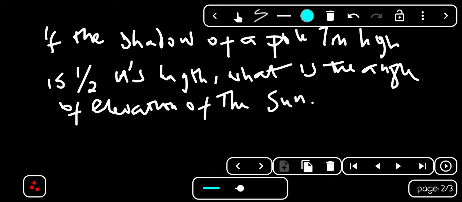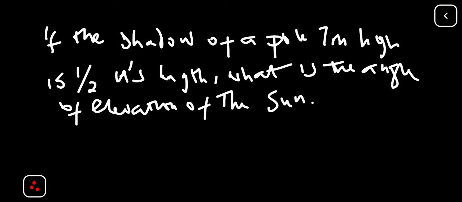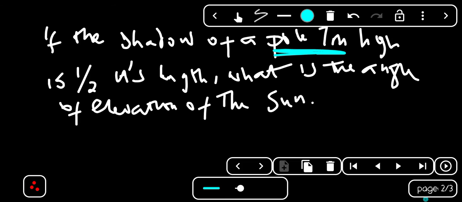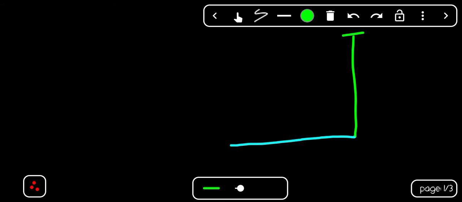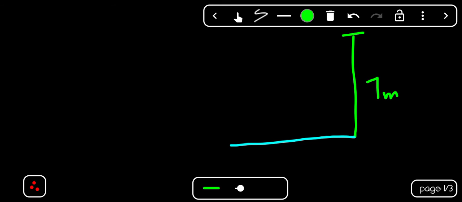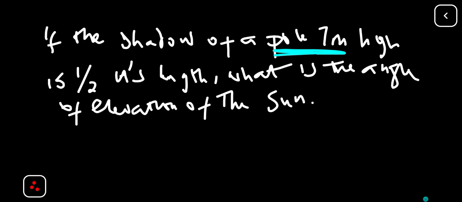Shadow of a pole 7 meter high is half its length. So basically, if the shadow of the pole is 7 meter high, that's what we need to take note of. Pole is 7. If you don't understand how the pole is 7 meter high, then I will explain that. But basically, understand that the question is a continuation up to the point of the comma here. So it says the shadow of a pole 7 meter high is half its length. So meaning that the shadow is half the length of this pole that is 7 meter high.